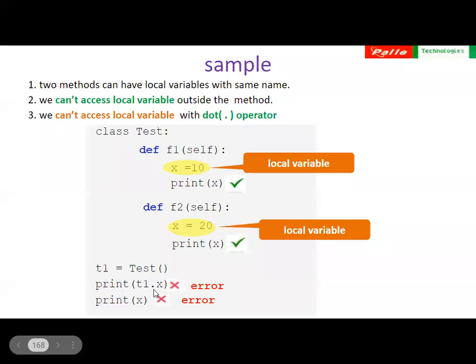Remember, this point is very important. If it is an instance variable, I can access it. But what kind of variable is this? A local variable. Local variables I cannot access outside of that scope. Is it clear?